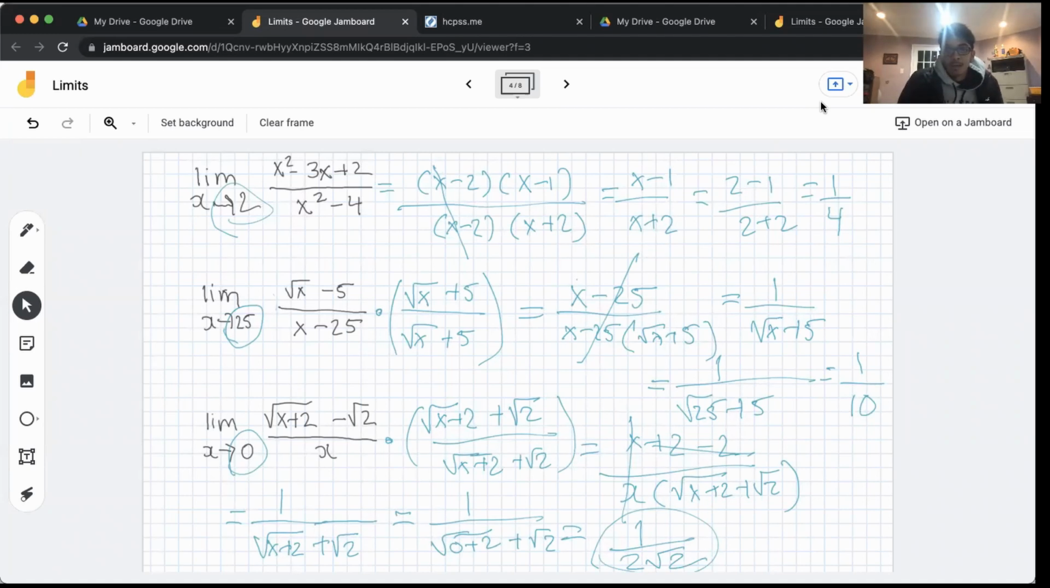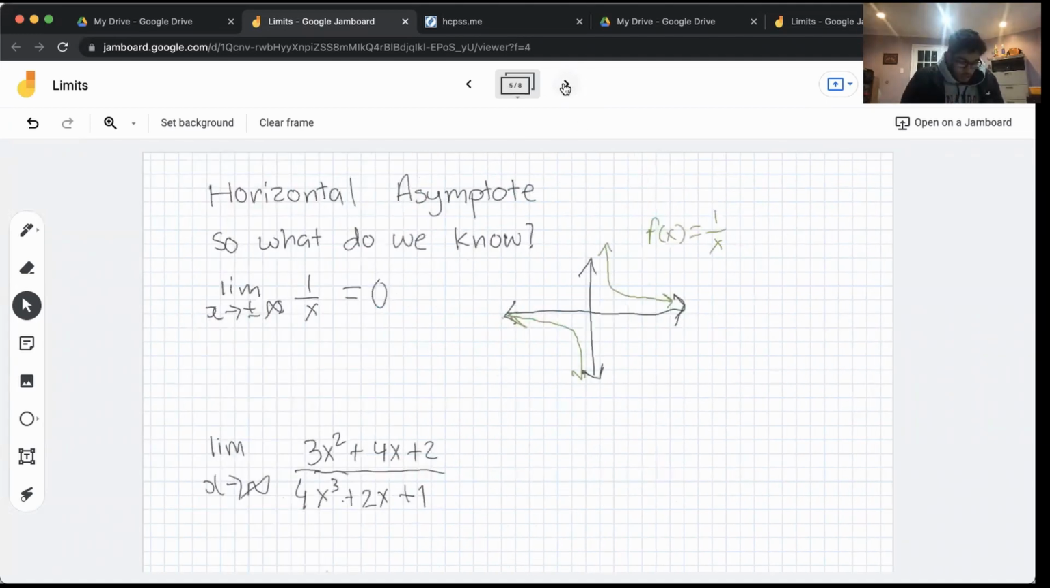All right, now let's go to the next slide on horizontal asymptotes. So a horizontal asymptote is basically when the graph approaches negative or positive infinity. And in order to find these, we want to use a specific trick. So what do we know for this trick? We know that the limit as x approaches positive or negative infinity of 1 over x, or any sort of function that has x in the denominator, will approach 0.